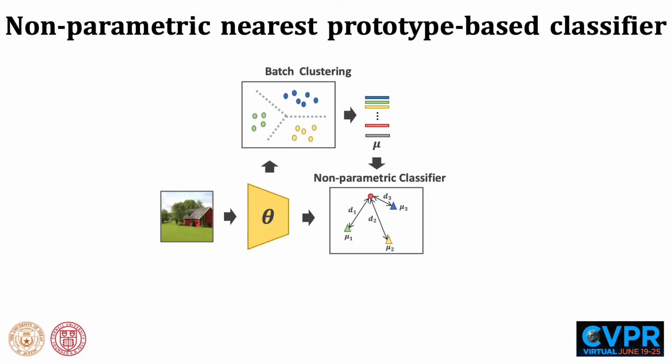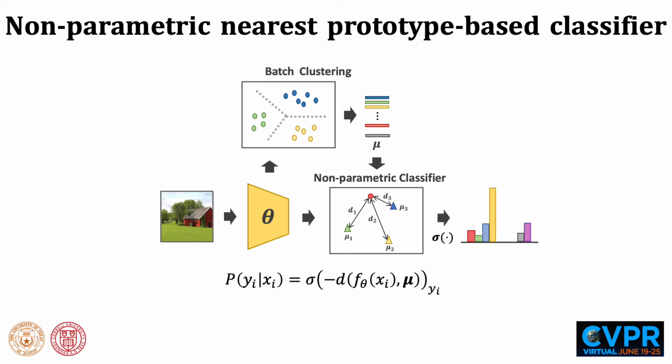Hence, we replace the linear classifier with a non-parametric nearest prototype-based classifier. That is, we cluster the pixel-level features through the entire dataset and obtain a set of cluster centers as well as cluster assignments. Then, we use the negative of the distance between pixel features and cluster centers as class logits and train the network to maximize the probability of the assigned cluster.